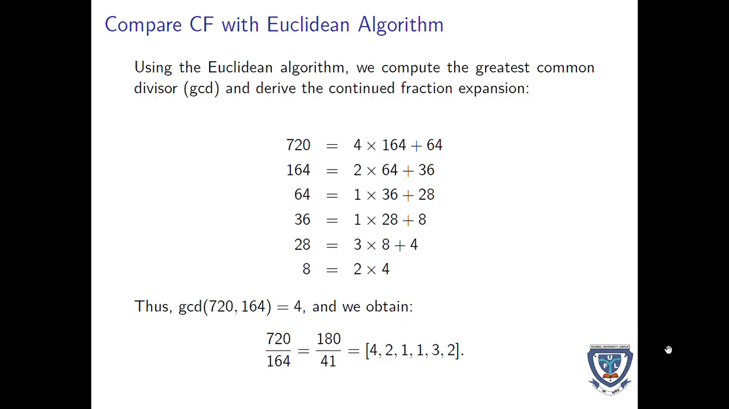You start with 720, you express 720 equal to 4 times 164 plus 64, then 164 will be equal to 2 times 64 plus 36, and it will keep reducing down to 8, which is equal to 2 times 4. Therefore, the GCD of 720 and 164 is equal to 4. We obtain that 720 over 164 can be written as a continued fraction as [4; 2, 1, 3, 2].